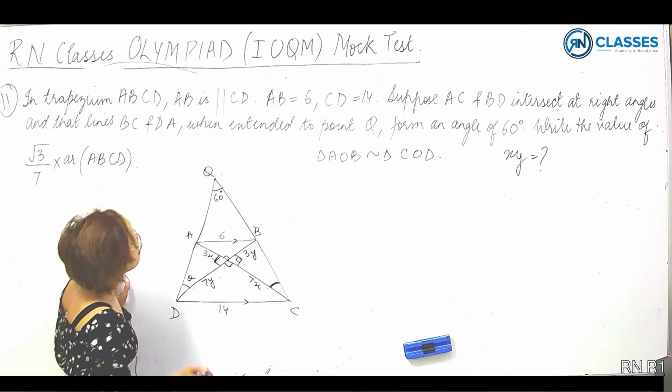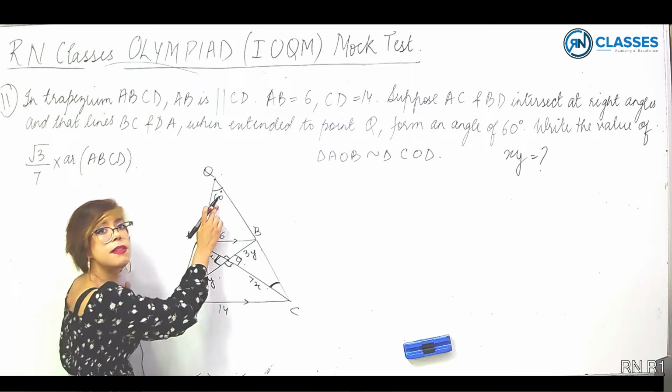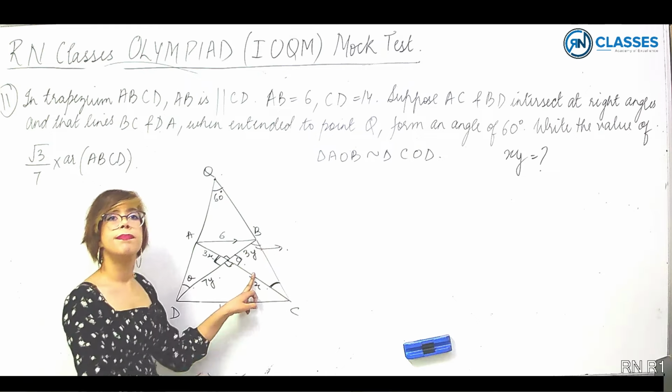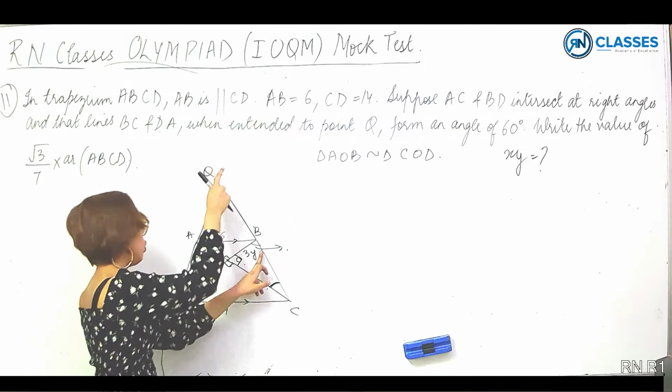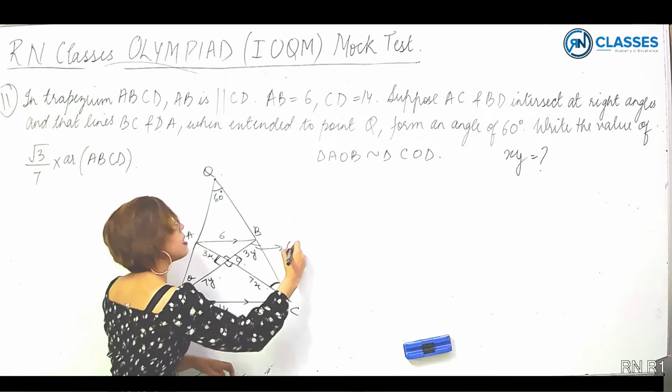Let's see. Okay. Now this is theta, this is 60, right? ये angle नहीं पता चल रहा, पर ये तो पता चल रहा. Why? Because this angle is the exterior angle of QBD. If this is 60, this is theta, this angle is 60 plus theta.